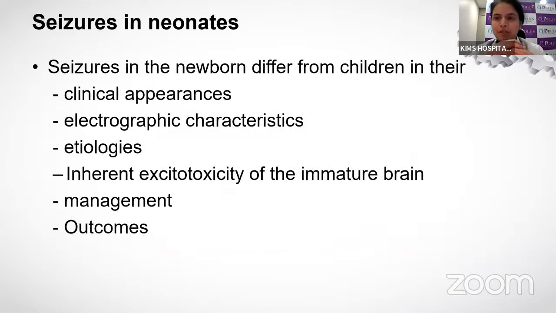So this case was discussed to give a clinical background to what we are going to discuss today. And we all know that neonatal seizures are a clinically significant problem, both in terms of incidence and in terms of subsequent morbidity and mortality.